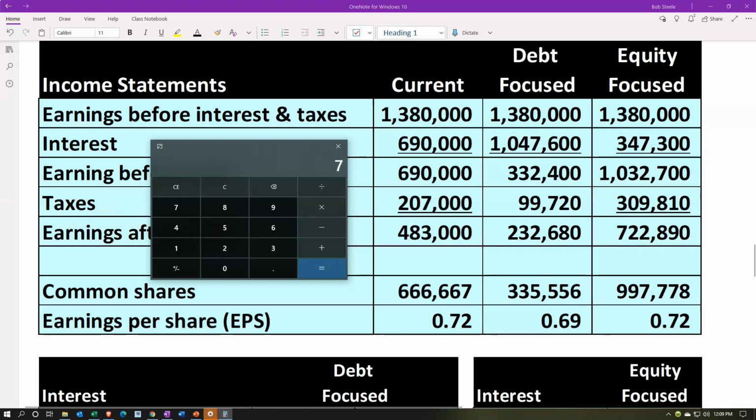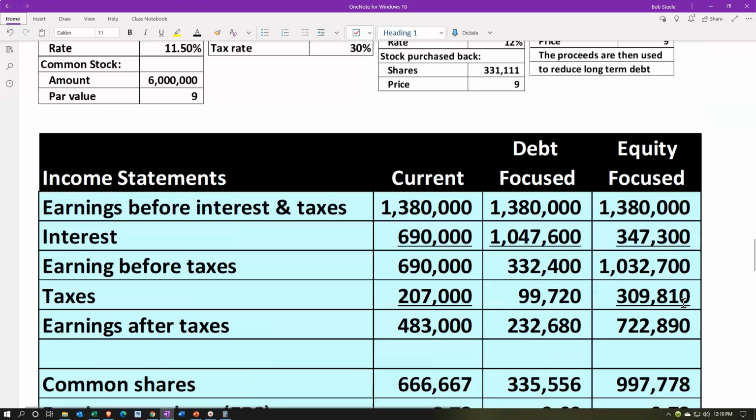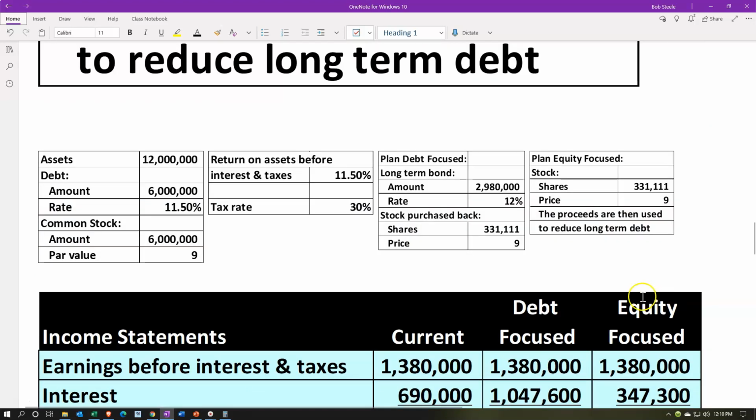I did that backwards. So 722,890 divided by the 997,778 is going to give us about 0.72. So we can see here, even though the current option before we do the refinancing and the equity option have different numbers in terms of the earnings after taxes, basically net income, those two are resulting in the same earnings per share due to the more shares that have to be distributed. And notice that's also basically a result of the fact that the rate on the original debt of the 11.5 is the same as the return on the assets at the 11.5.